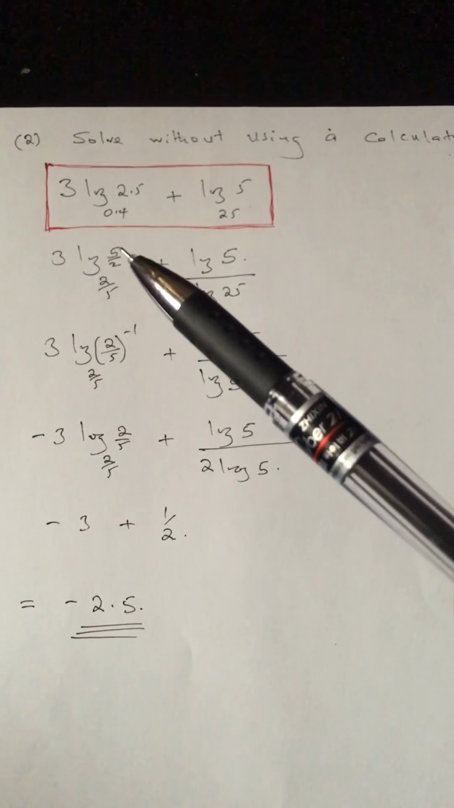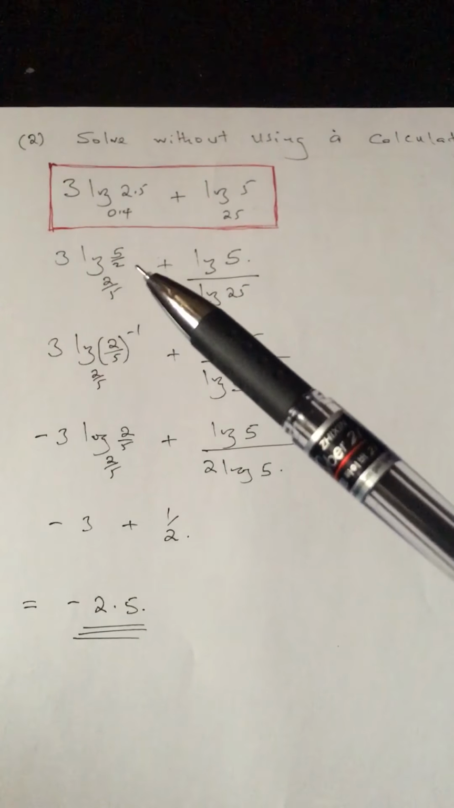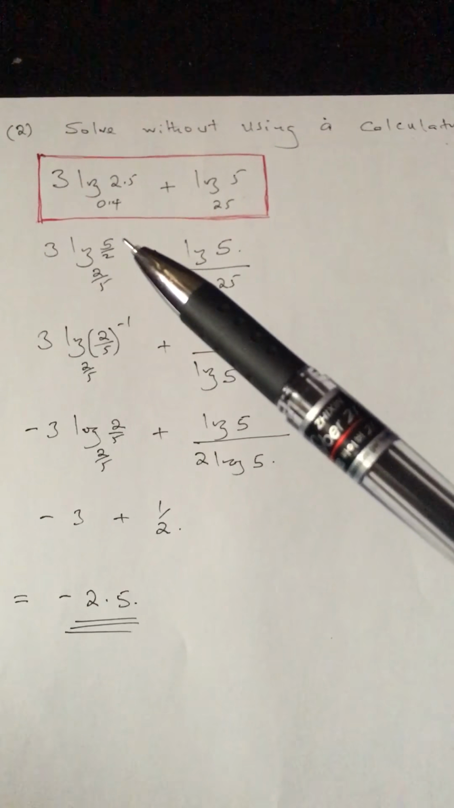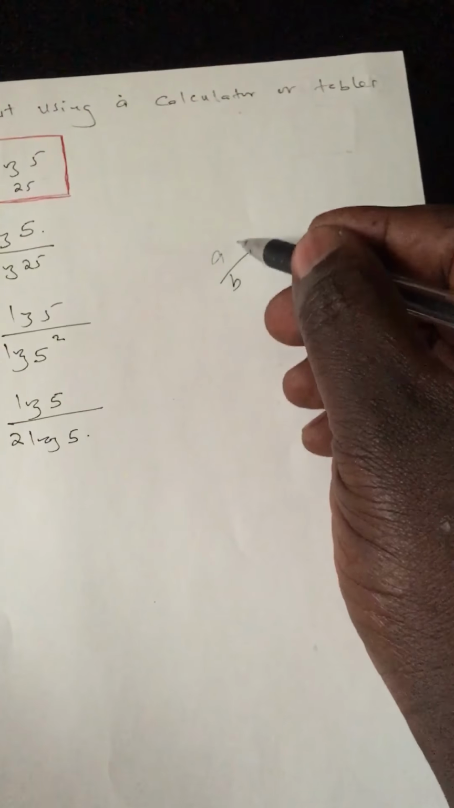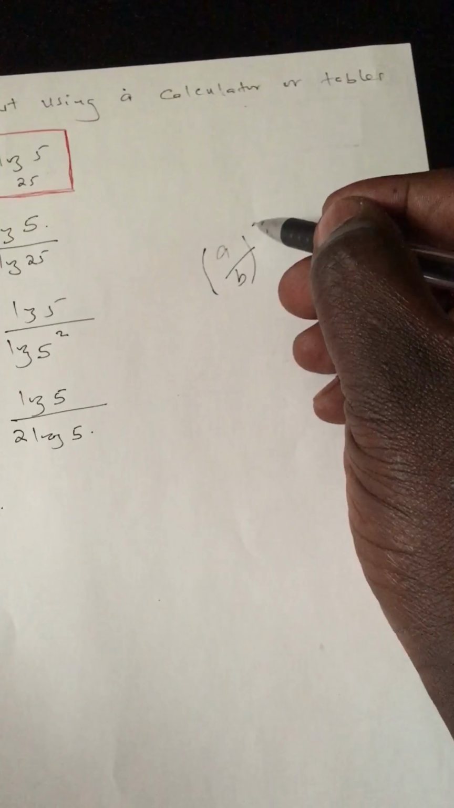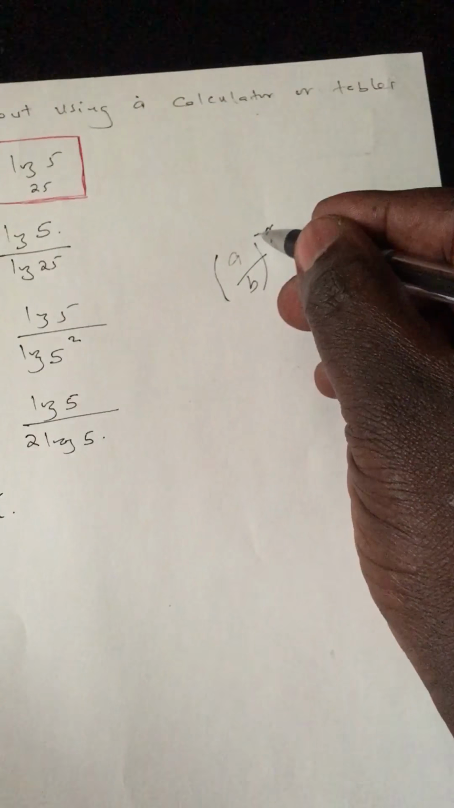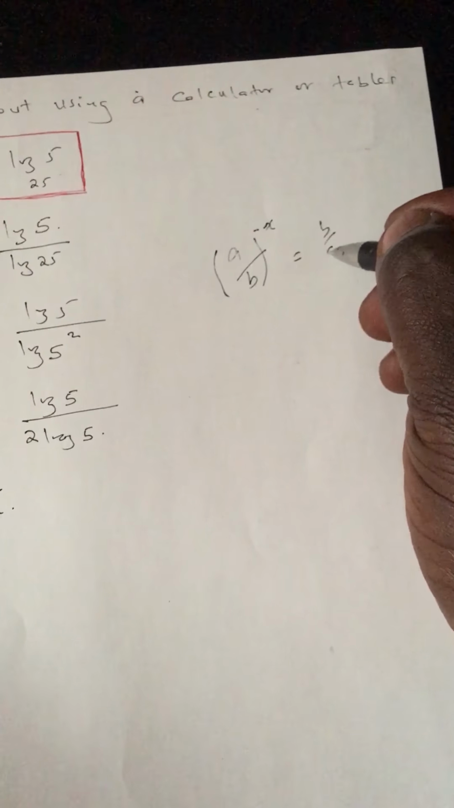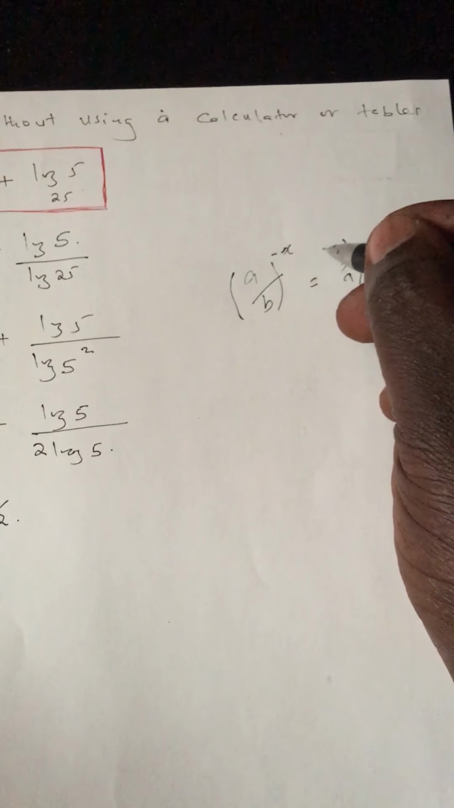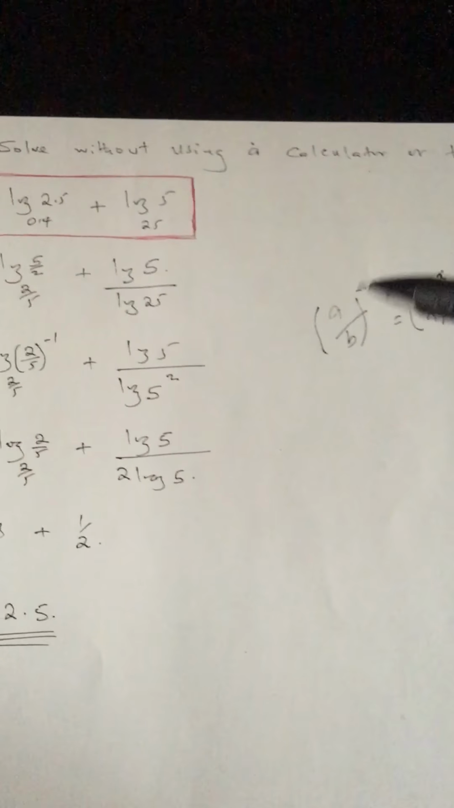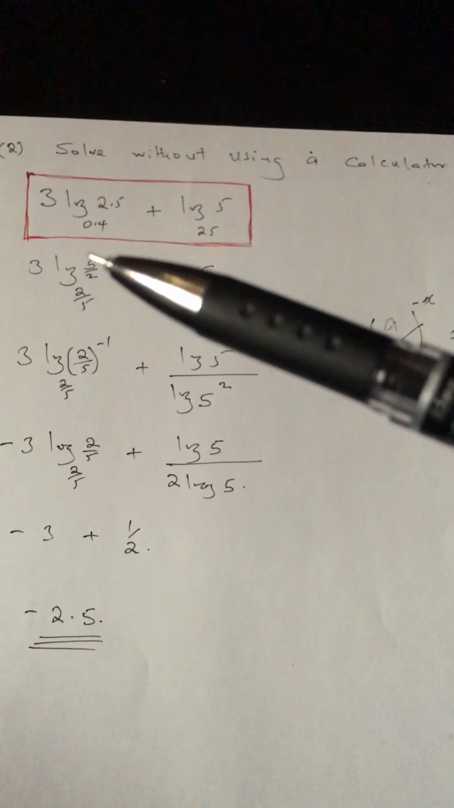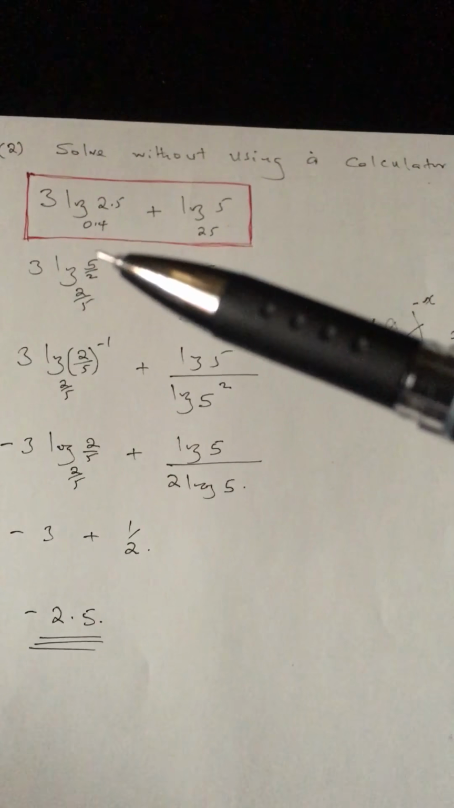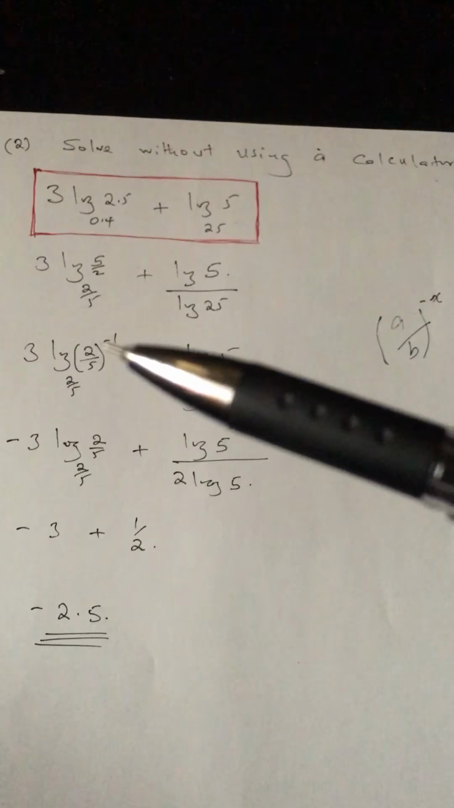So because of this, I'll think of how I can make this and this to be the same, so that I can return to the logarithm of base. In indices we said that if you have a value like a over b raised to negative x, this can be written as b over a, in brackets, raised to positive x, so that the fraction reciprocates, then the sign of the power changes. So this is 5 over 2 raised to 1, which can be written as 2 over 5 raised to negative 1.